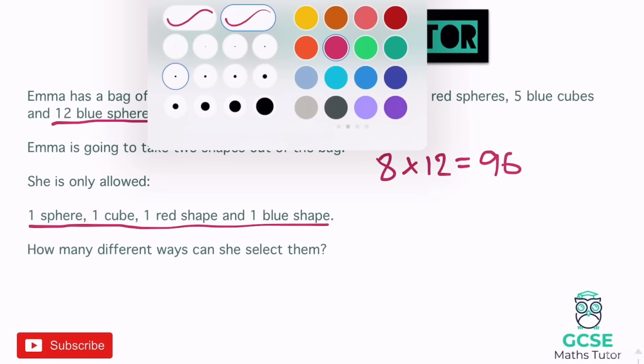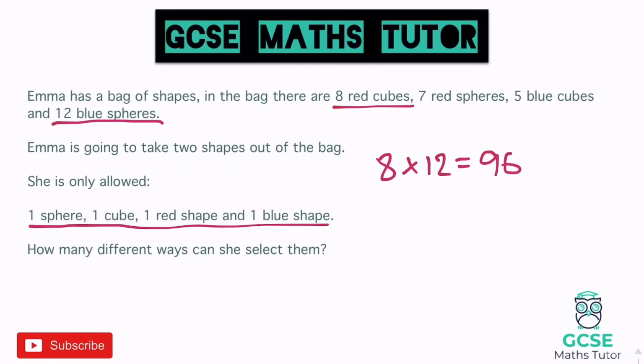Now alternatively, on the first pick, she could take a red sphere, and that would mean on the next pick she can only take a blue cube to enable her to only have 1 of each shape and 1 of each colour. So that would give her a total amount of combinations there of 7 on the first pick if we took a red sphere, multiplied by 5 of the blue cubes, and that would be a total of 35.